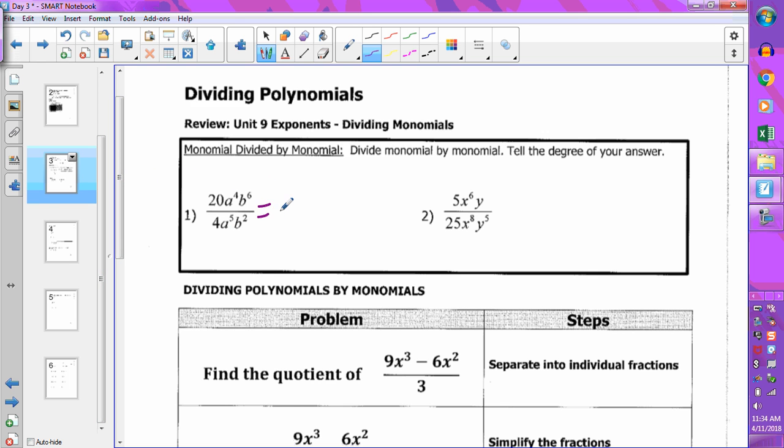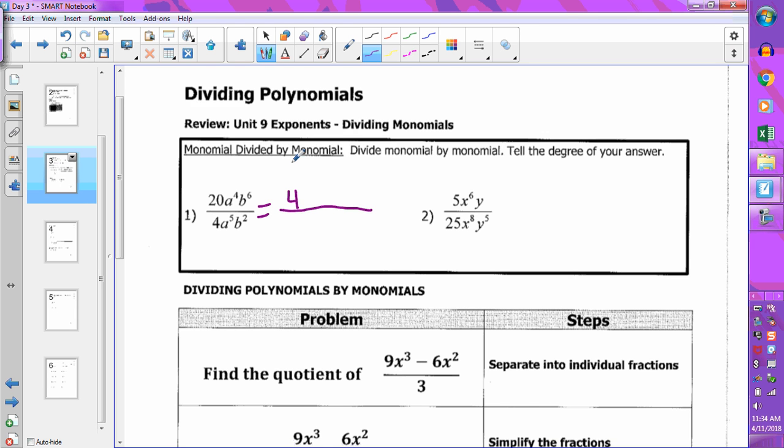So let's look at this. It says right here that we have 20a to the 4th degree, b to the 6th degree, divided by 4a to the 5th degree, and b to the 2nd degree. So when we look at this, let's just break this apart. We know that 4 can go into 20 4 times, so I'm going to go ahead and put a 4 up here. Now let's look at the variables that we have here.